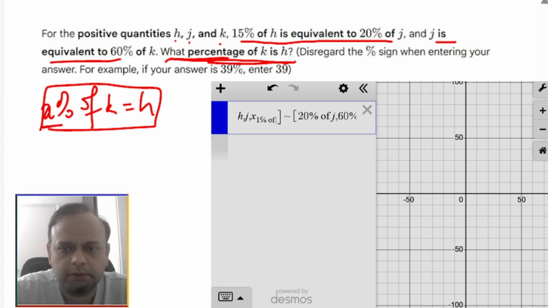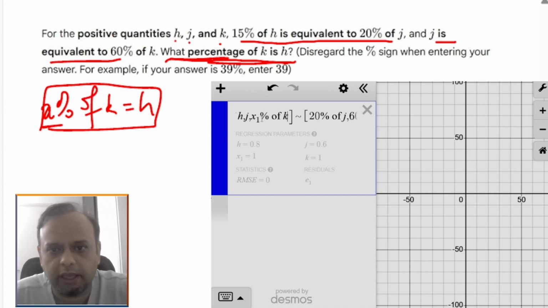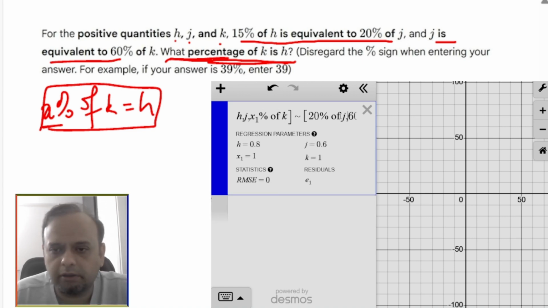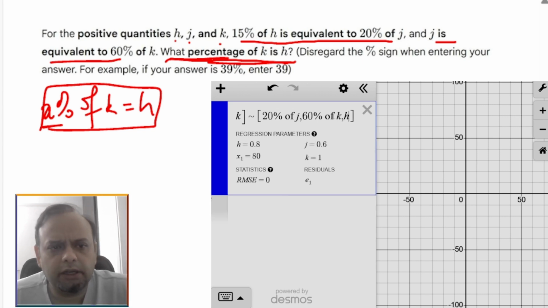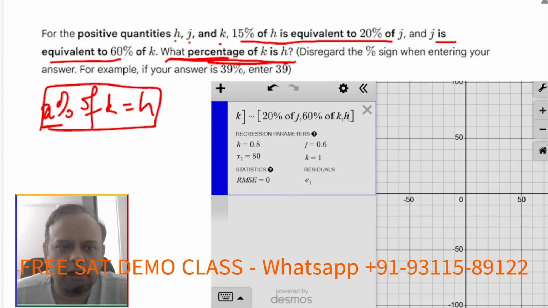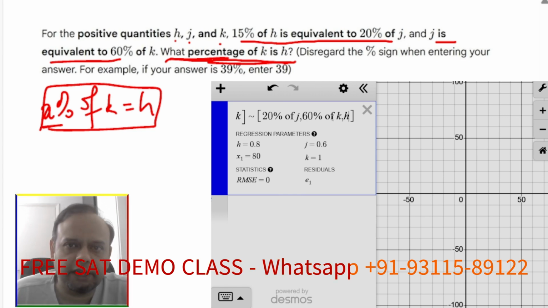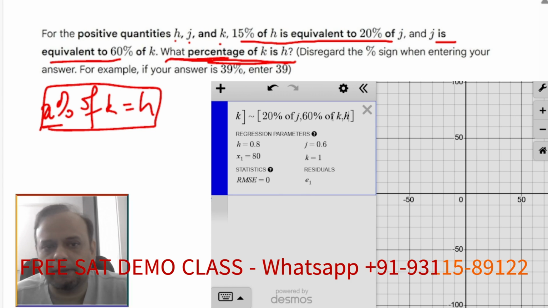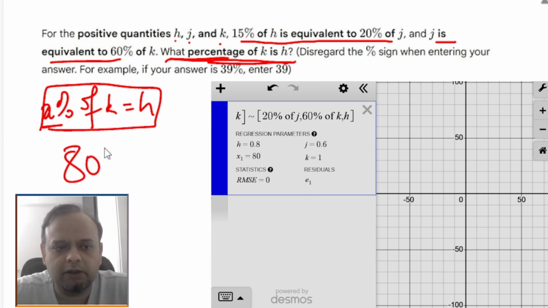X1%, let me do that, x1% of k, and the third thing here is h. All right, Desmos did all the math and figured out x1, which is what percentage of k is h, and x1 is 80, right? So that's the answer. X1 is 80, or 80% of k is equal to h.